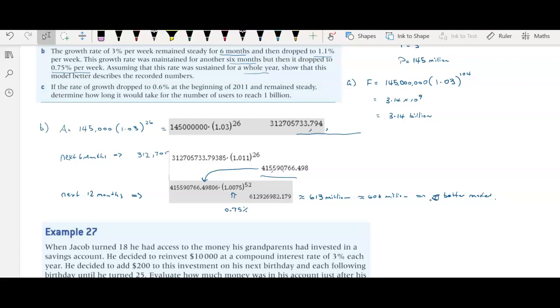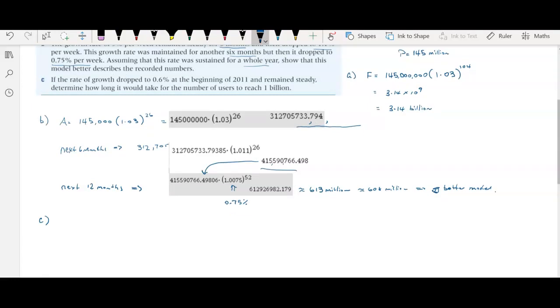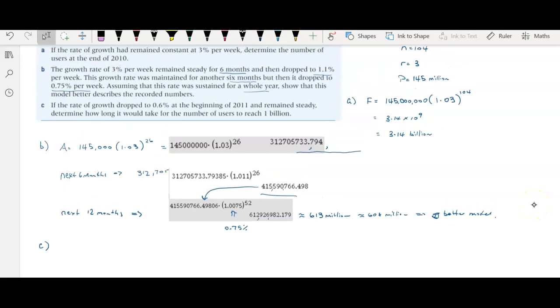I'll have to get rid of example 27 here. Now, part C, we're taking this figure here, 612,982.179. We're taking that amount, and the rate of growth drops to 0.6% at the beginning of 2011 and remains steady. So that's just going to go on for n number of weeks until we reach 1 billion. 0.6%, yep, 0.6% per week.